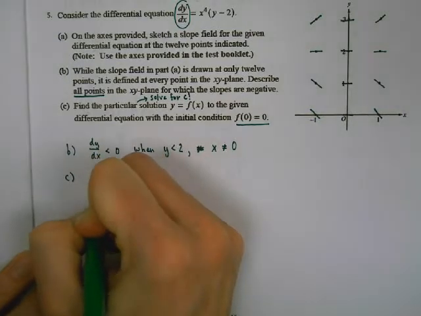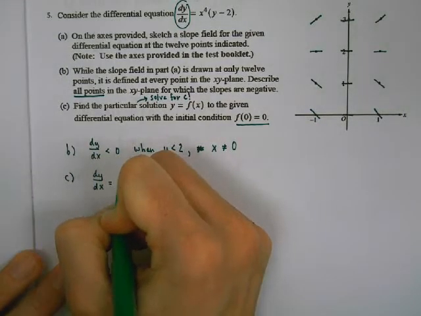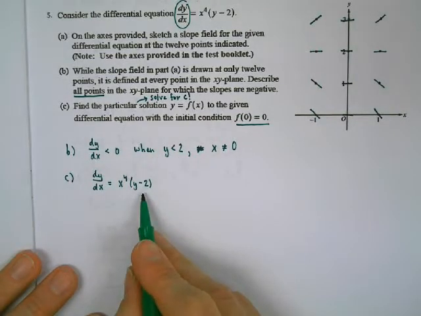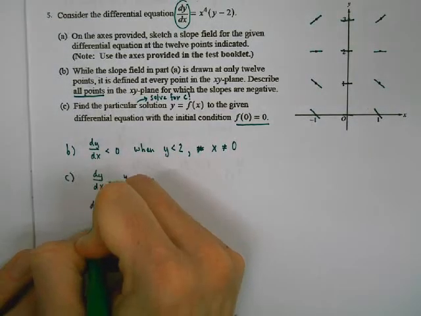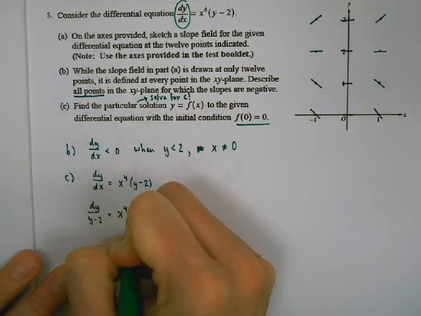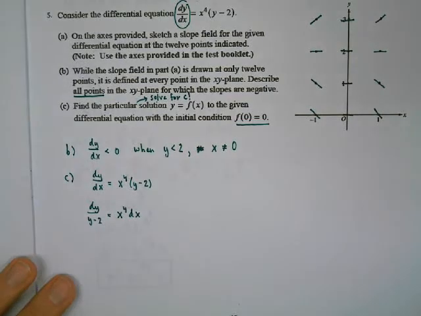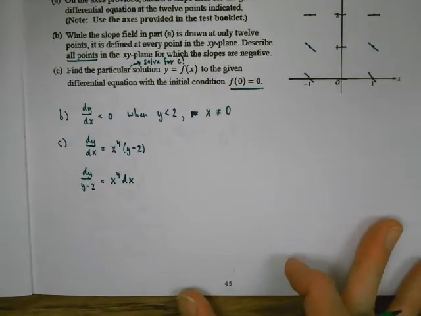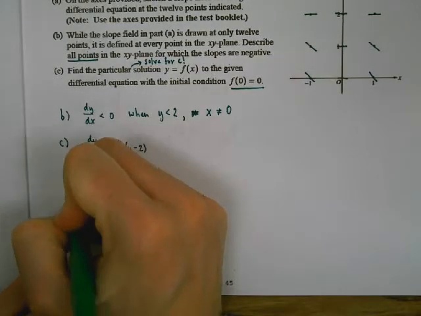I'm going to copy down the problem. dy dx equals x to the 4th times y minus 2. First thing I need to do is separate the variables. So dy over y minus 2 equals x to the 4th dx. I'm going to scoot this up a bit. Okay, now that I've got everything separated, I'm going to integrate.